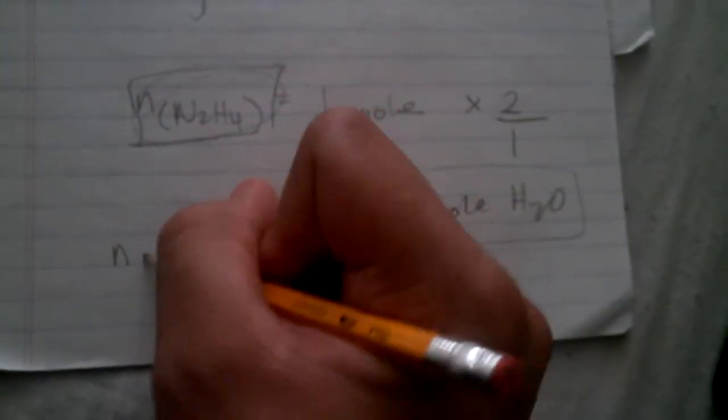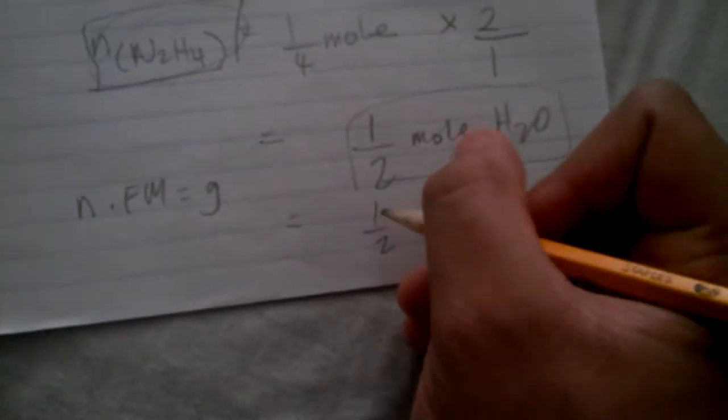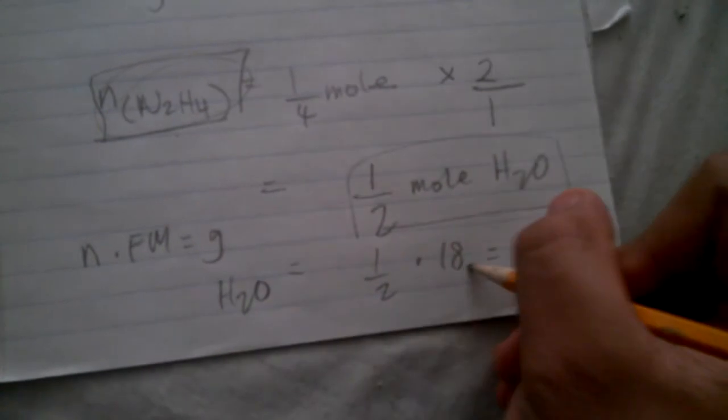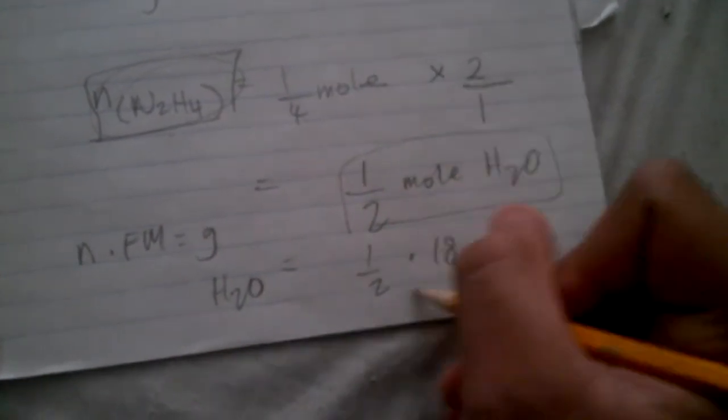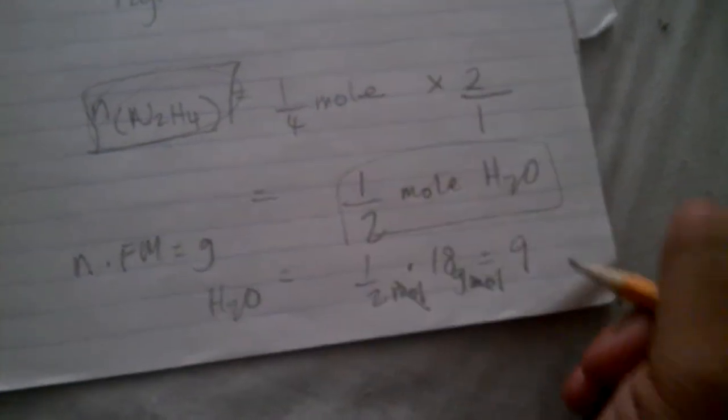So all we got to do, remember, moles times formula mass equals grams. They said what is the maximum mass, so we're assuming it's in grams. And we're going to say half a mole of water, times the formula mass of water, which is 18 grams per mole. We have half a mole. The moles cancel out, top and bottom, and we get 9 grams of water.